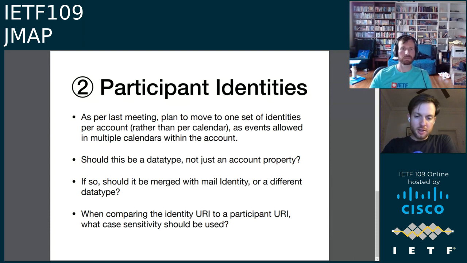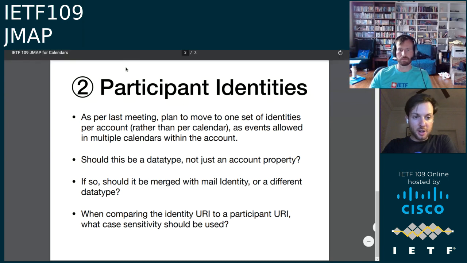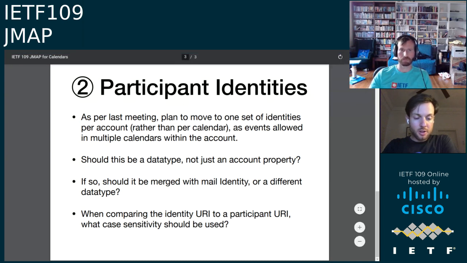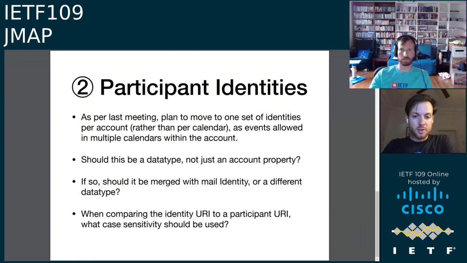Okay, so should it be its own separate object or not? I think one identity, regardless of the protocol, makes sense. So you think it should be a data type? Yeah, I think it should be a data type, and just repurpose the existing mail identity for participants. Okay, you think it should be the same object type? Yeah, I don't see any reason to have a separate one. Okay, I'll try that and see how it goes.